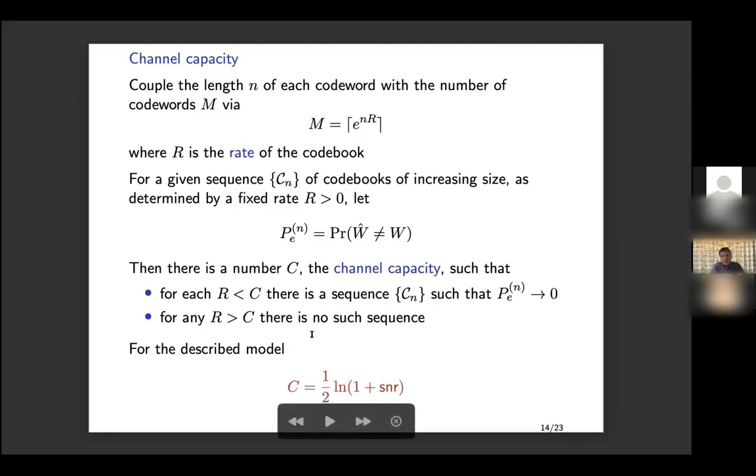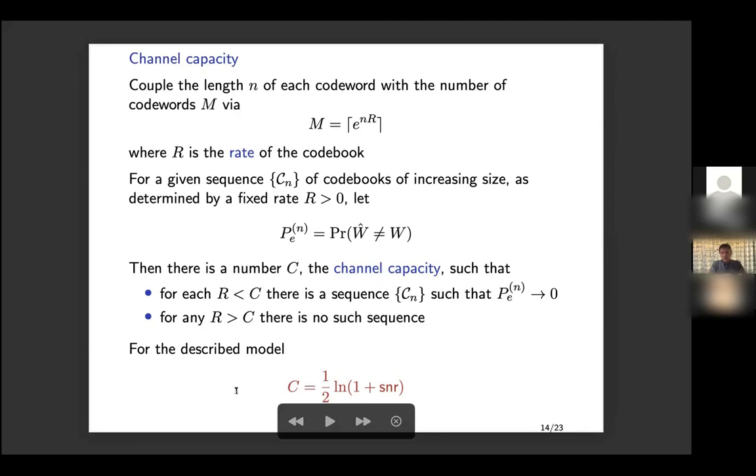So C is a very strict threshold below which, by sending longer and longer code words, you can send information with vanishing error probability. While above that number, you cannot send without error. Actually, you can even prove that the error probability goes to one for any rate above C. So you will certainly make an error.